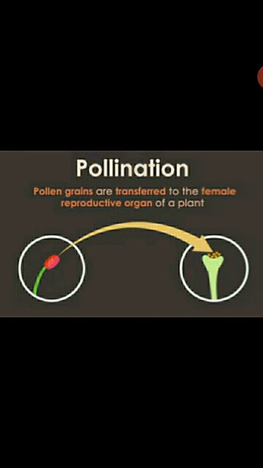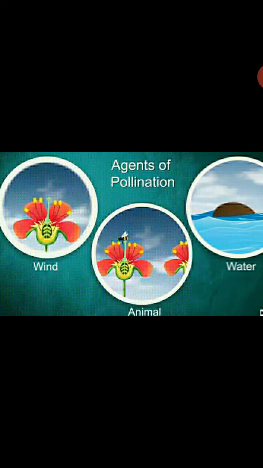Now, we can study how these stamens and pistils reproduce. Pollen grains are transferred to the female reproductive organ of a plant, that is, the pollen from the anther of a stamen should be carried to the stigma of the pistil. This is called pollination. Pollination is done by insects like bees and butterflies, birds, wind as well as water. So, these are the agents of pollination.